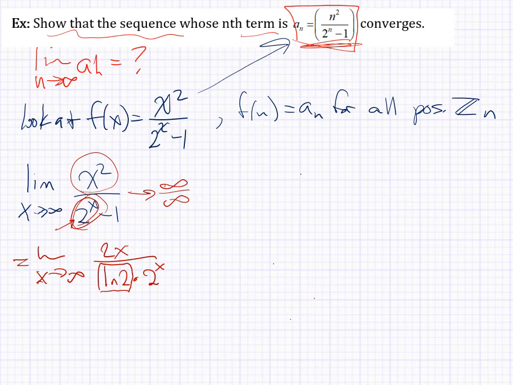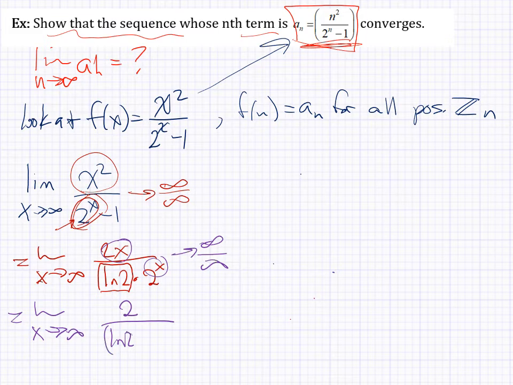In which case, as x goes to infinity, this numerator is going to go to infinity, this is going to go to infinity, so we got another infinity over infinity limit. So what we're going to do is take L'Hopital's rule again, in which case we'll get 2 over the derivative of the denominator, which is going to be ln of 2 times another ln of 2, so ln of 2 squared, times 2 to the x.